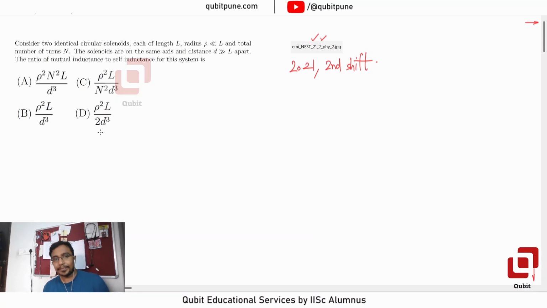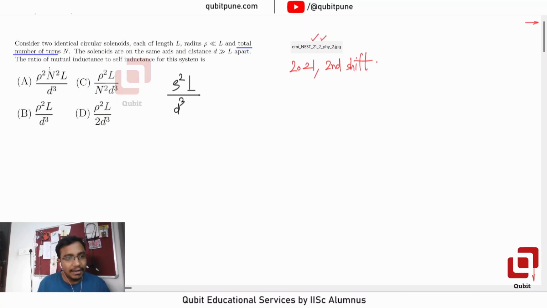Now, even without starting to solve the problem, if you look at the options, all of them have this part in common, rho squared L upon d cube. And n is the total number of turns, so that doesn't have any dimension whatsoever, right?